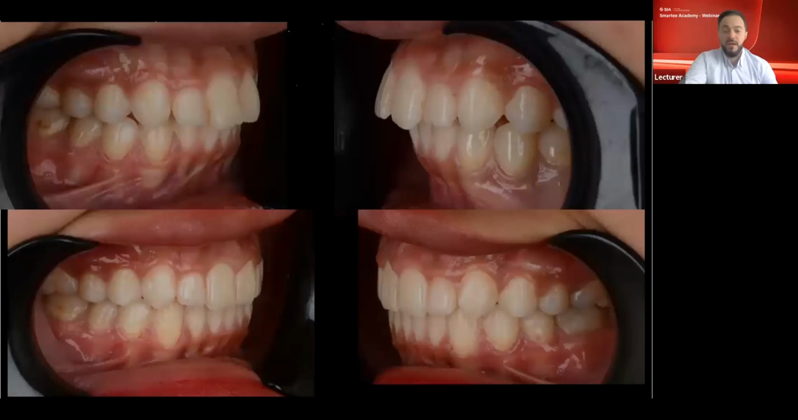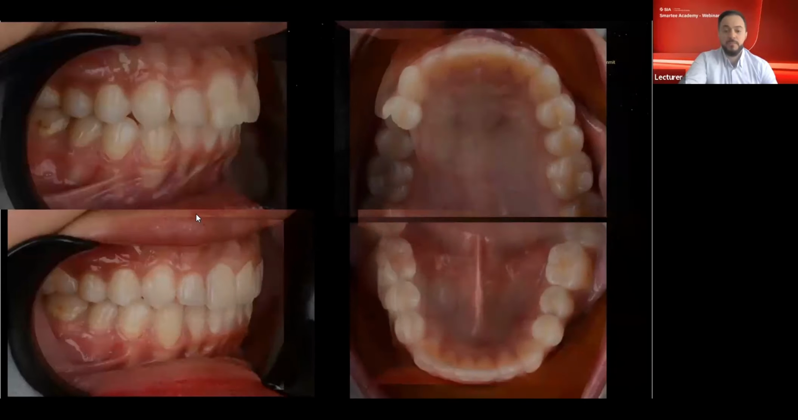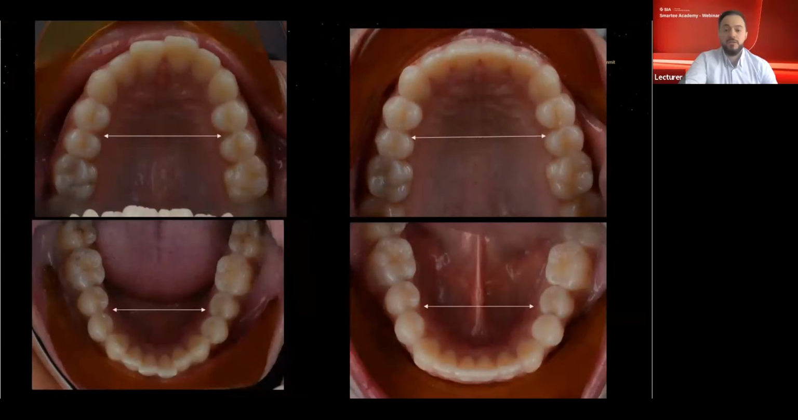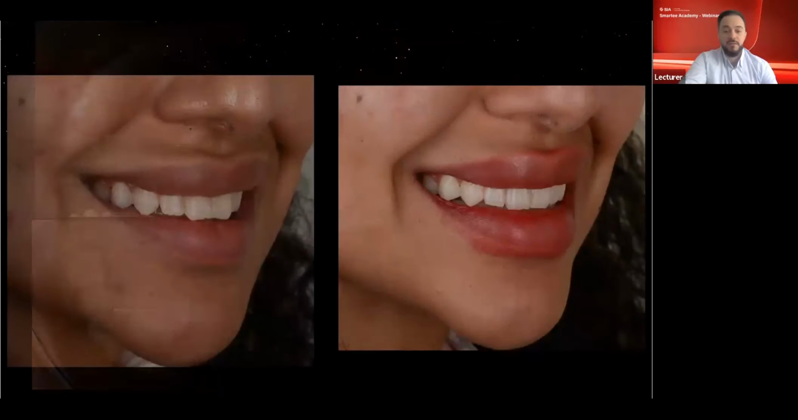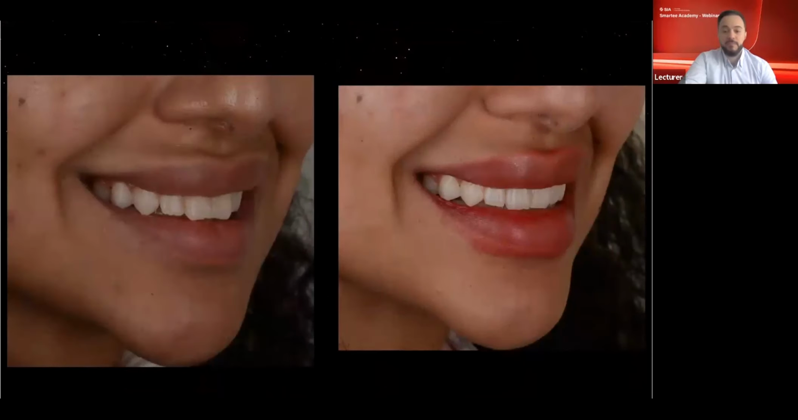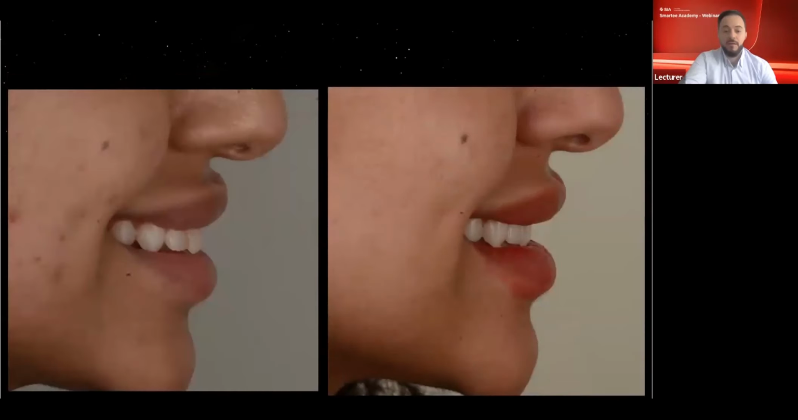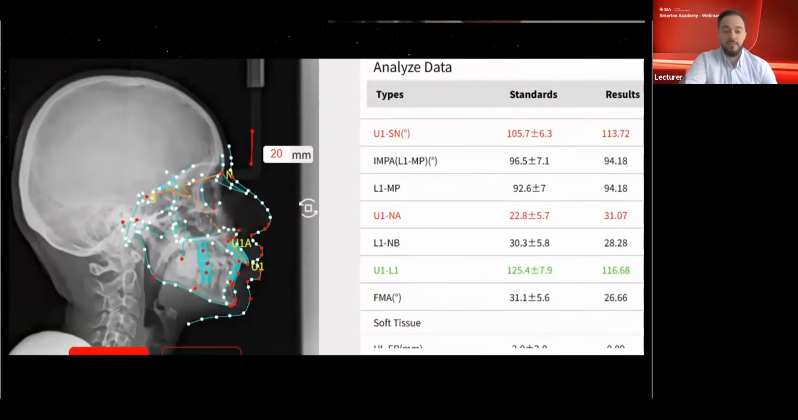In 45 aligners, which is almost 11 months, we changed the class 2 canines into class 1. The upper incisor proclination is fully corrected. The arch is very well developed and expanded with the clear expander we used. No IPR was done in this case, and also no significant change in the profile, which was already acceptable.